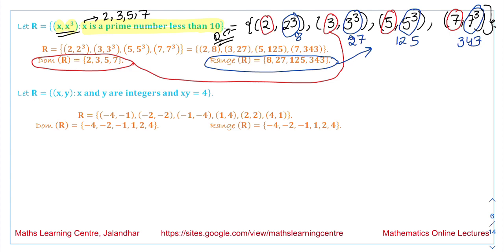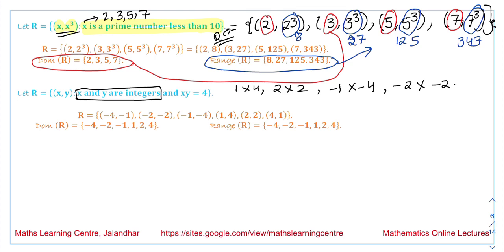Next, we are talking about R equal to {(x, y)}, where x and y are integers and x into y is equal to 4. We have to find the domain and range. So again, we are writing it in the roster form. We want the integers for which the product is 4. We know that the product will be 4 for 1 into 4, for 2 into 2. Next, if we have minus 1 into minus 4, or minus 2 into minus 2.